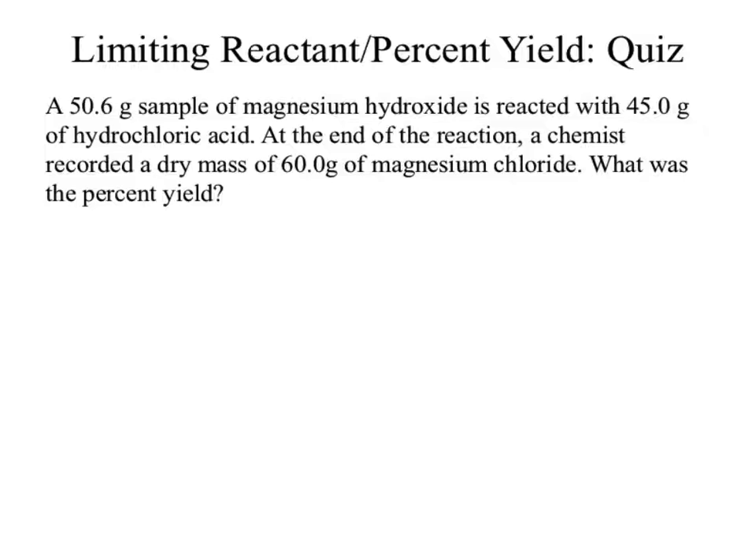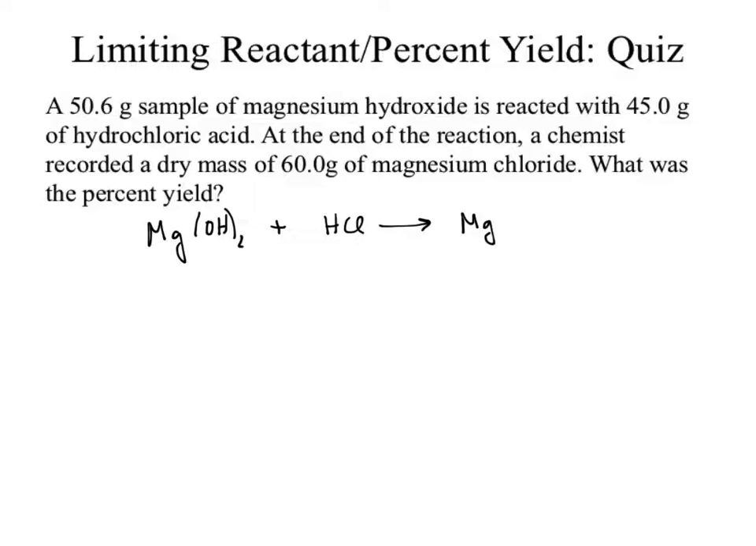Okay. Limiting reactant and percent yield. So here's a fun little question. A 50.6 gram sample of magnesium hydroxide is reacted with a 45.0 gram sample of hydrochloric acid. At the end of the reaction, a chemist recorded a dry mass of 60.0 grams of magnesium chloride. What was the percent yield?